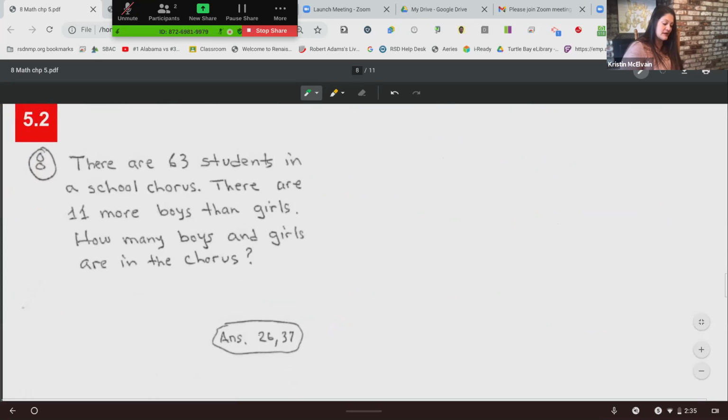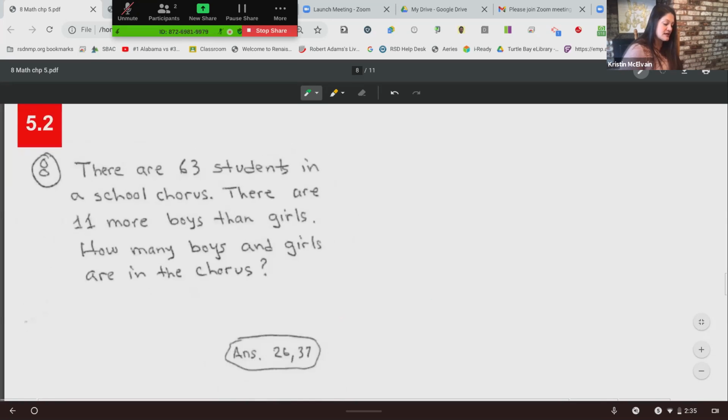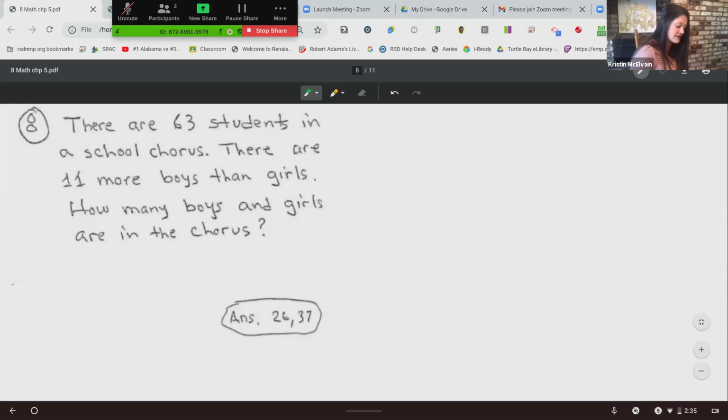Number 8, we are talking about the school chorus, or the school choir, and it has a wonderful full sound because there are 63 students in the school chorus. We are combining boys and girls for this co-ed choir, and it says that we have a total of 63. So let's have x is boys and y is girls.